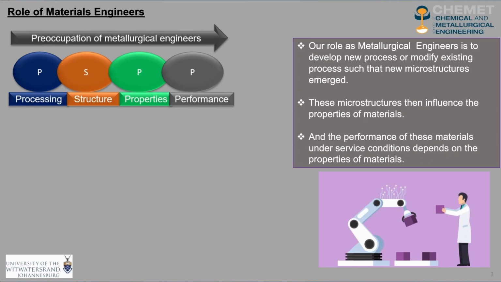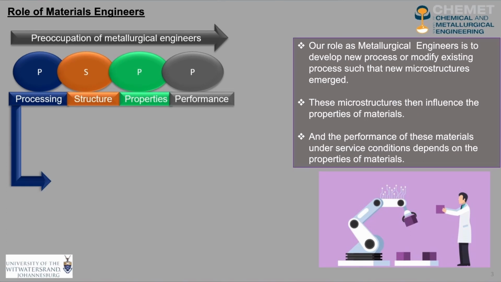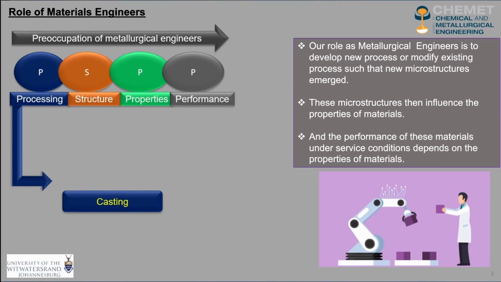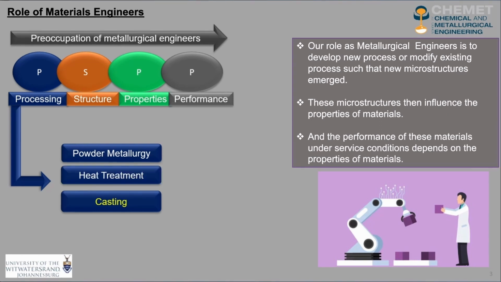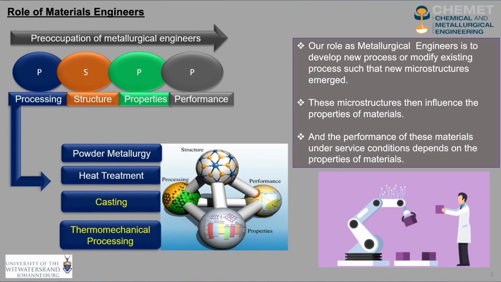So let me give you a few examples of the processing techniques that we use in metallurgy or materials engineering. We have casting, which is something that we'll talk about today extensively in the laboratory. We also have powder metallurgy, which we won't talk about. We also have heat treatment and, of course, thermomechanical processing. These are all examples of processing routes that materials engineers adopt in developing materials. But today, our emphasis will be on casting, which helps us to develop new alloys, and of course, thermomechanical processing.